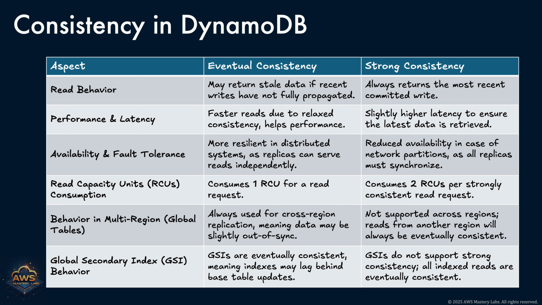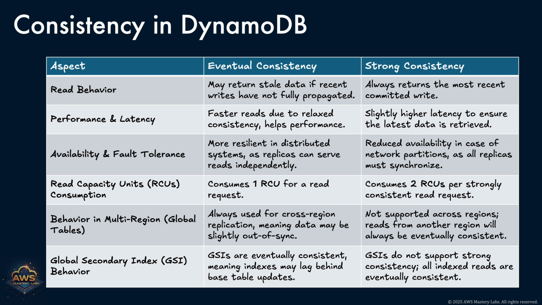Since eventual consistency allows DynamoDB to distribute workload efficiently, it is well suited for high-performance applications where slightly outdated data is acceptable, such as caching, recommendation engines, and analytics. Additionally, eventual consistency is the only option available for global tables, ensuring that data replication across AWS regions remains scalable and efficient. In contrast, strongly consistent reads always return the most recent committed write, ensuring that applications retrieve up-to-date information.